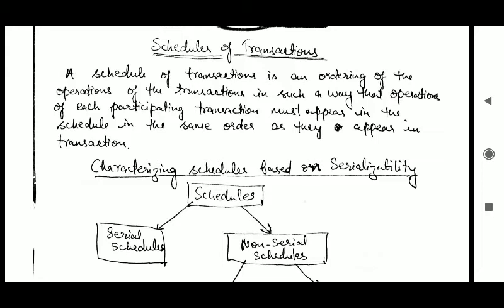A schedule of transactions is an ordering of the operations of the transactions in such a way that operations of each participating transaction must appear in the schedule in the same order as they appear in the transaction.